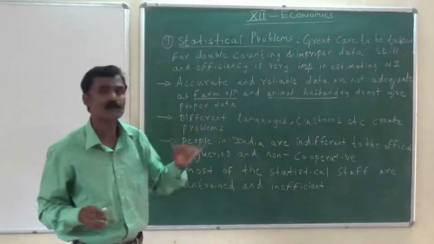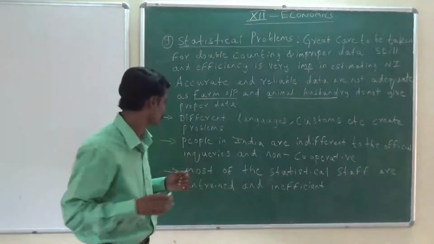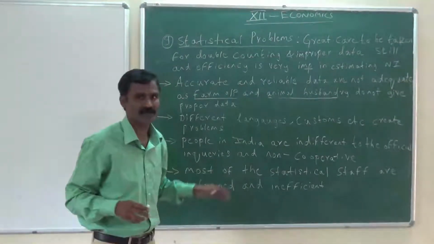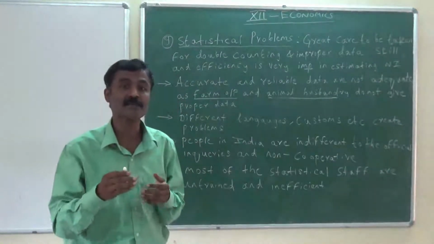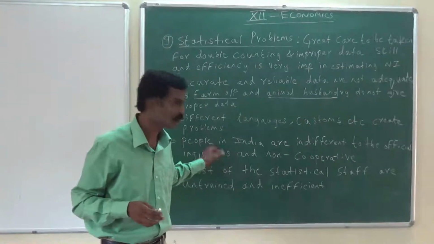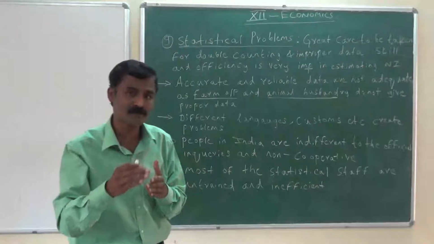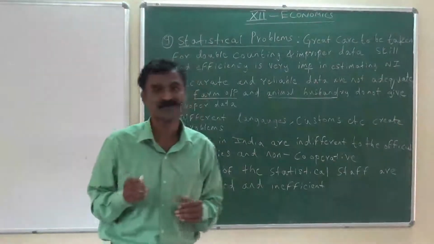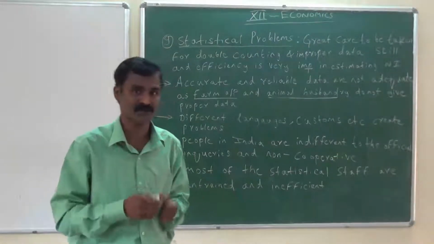So the second point is that due to different languages and customs, etc., it creates a lot of problems. The next point is that people in India are indifferent to official inquiries. They do not cooperate with them properly, and since they do not respond properly, there is a great problem in measuring the national income. And the next is that most of the statistical staff working under this process are untrained and inefficient. They do not update themselves.